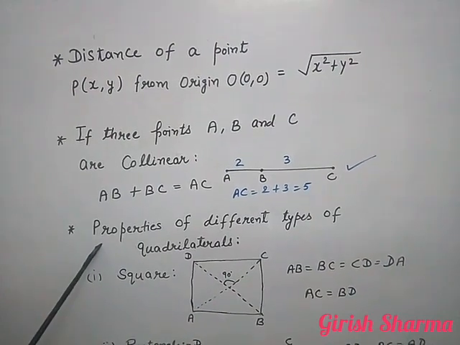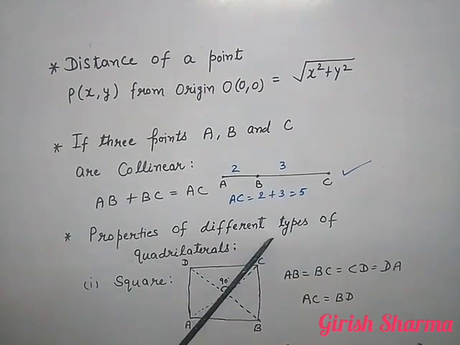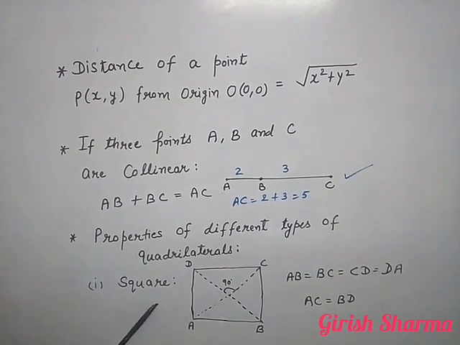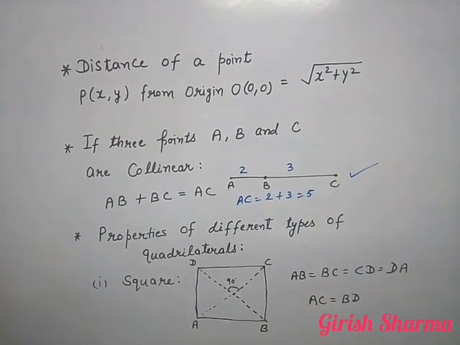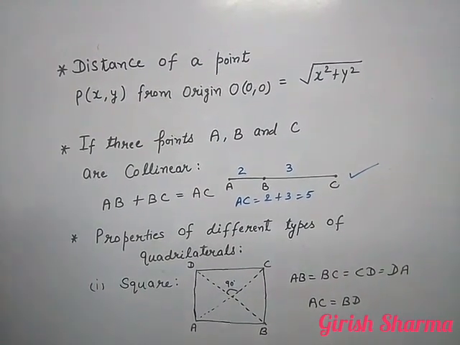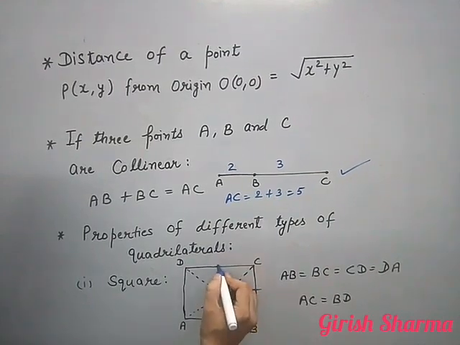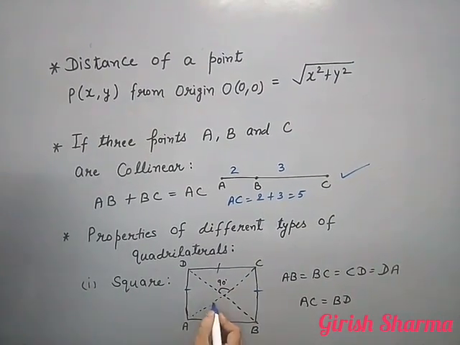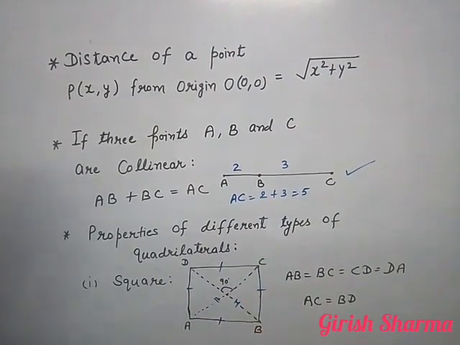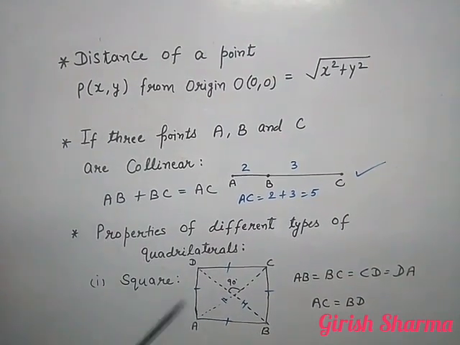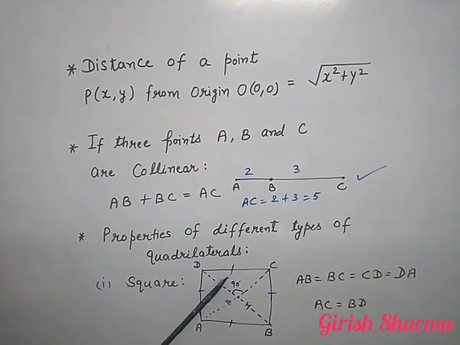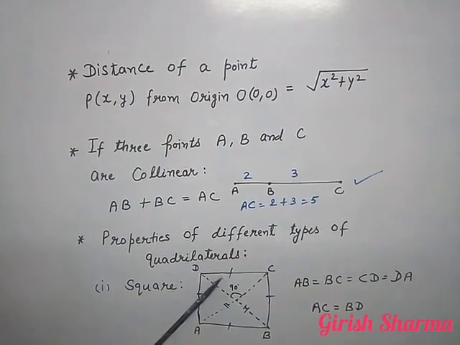Now in lower classes we have seen the properties of different types of quadrilaterals. We have seen the square. The main property of a square is that all sides are equal. All these sides are equal here, and these two diagonals are also equal. And the angle between these two diagonals is 90 degrees. This is the first property of it.